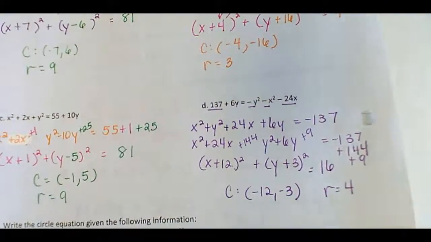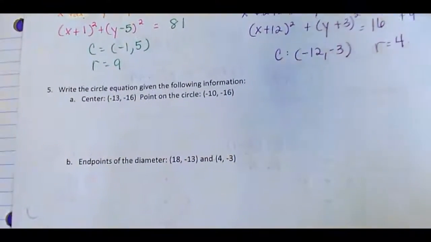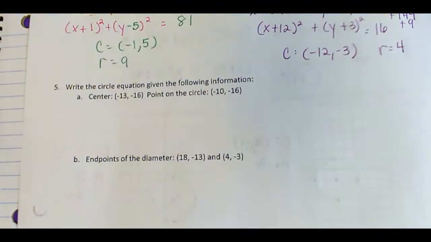All right, last two are just interesting questions to talk about. You won't necessarily have to do a lot with these, but I wanted to show it to you anyway, just so that you're aware. So first of all, in A, it tells me that we have a circle where the center is negative 13, negative 16. And we have a point on the circle at negative 10, negative 16.